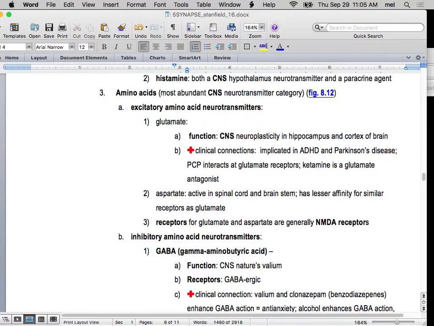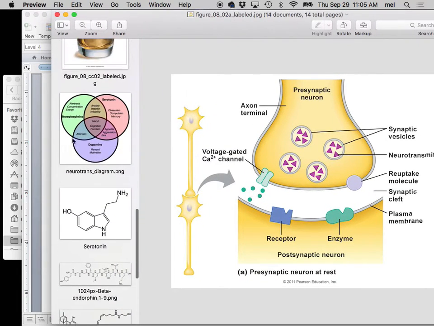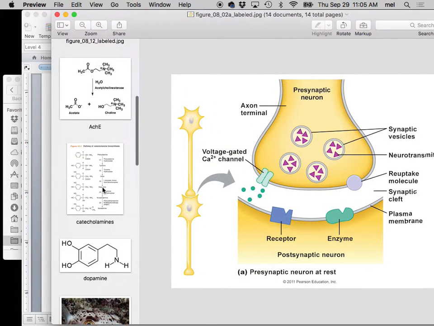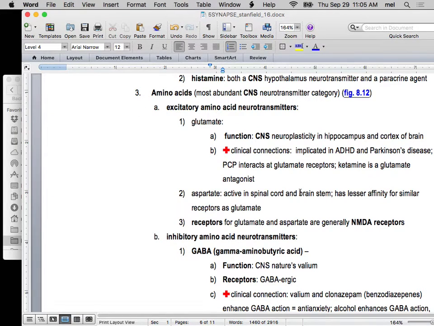So you got 2 excitatory amino acid neurotransmitters. Let me show you these guys. So these are just straight amino acids, like they could be part of a protein. Glutamate and aspartate are the excitatory ones, and GABA and glycine are the inhibitory ones. And so you can see the approximate size of them.